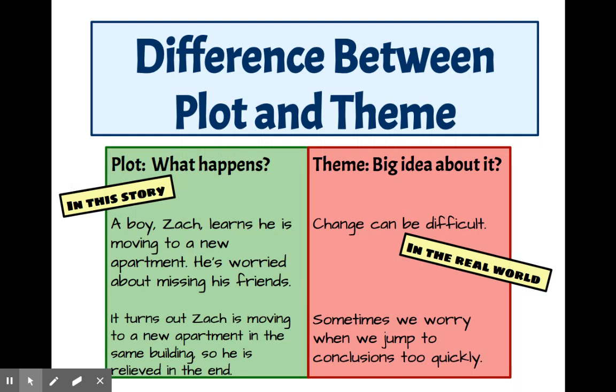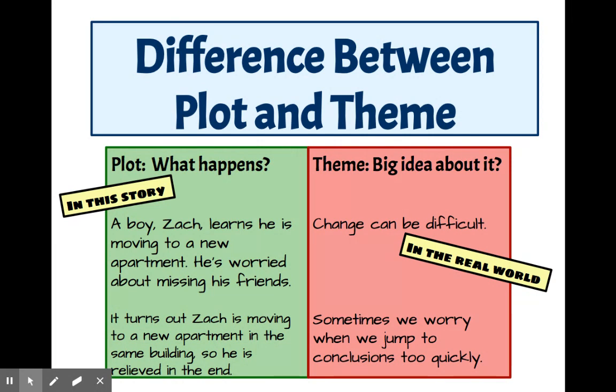The difference between plot and theme is fairly simple. The plot is what happens, but the theme is the bigger overarching idea about what happens. So it's almost like what happens in the story is representative of a much larger idea, and that idea can be your theme. So, for example, in a short story, a boy, Zach, learns that he's moving to a new apartment. He's worried about missing his friends. That's what happens. But the big idea about that might be the idea that change can be difficult.